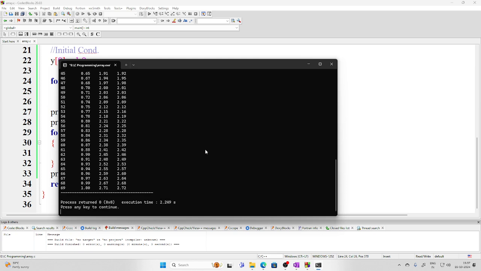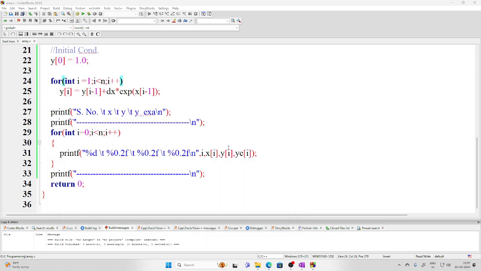Okay, so in this way you can solve any first order differential equation using your arrays and loops.